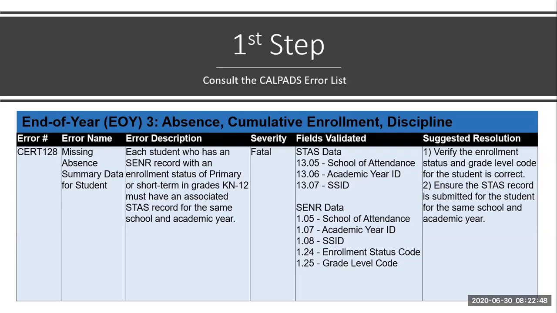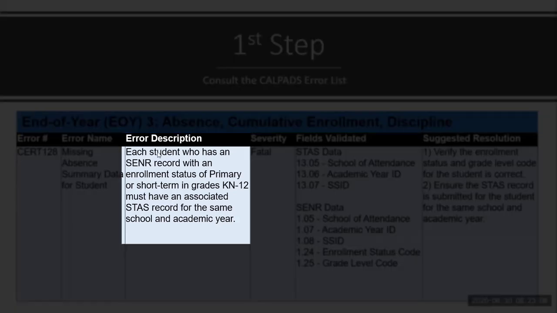You're going to use the error list as a reference, and you're going to identify the error that's triggering on your data from the CALPADS certification details screen. The error description identifies the problem. Each student who has an SENR record with an enrollment status of primary or short-term in grades KN through 12 must have an associated STAS record, Student Absence Summary, for the same school and academic year.